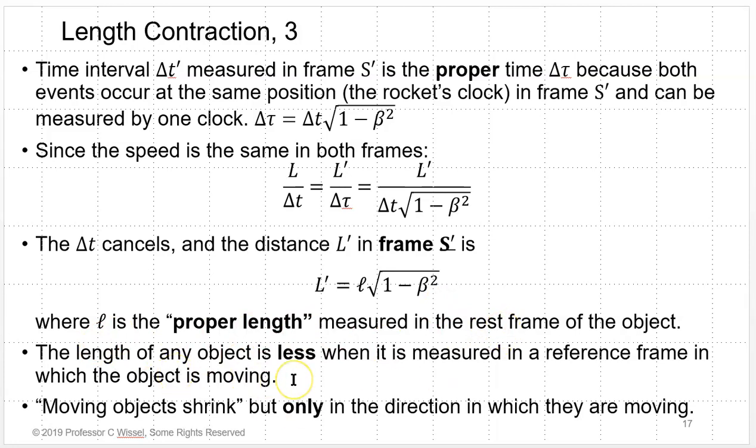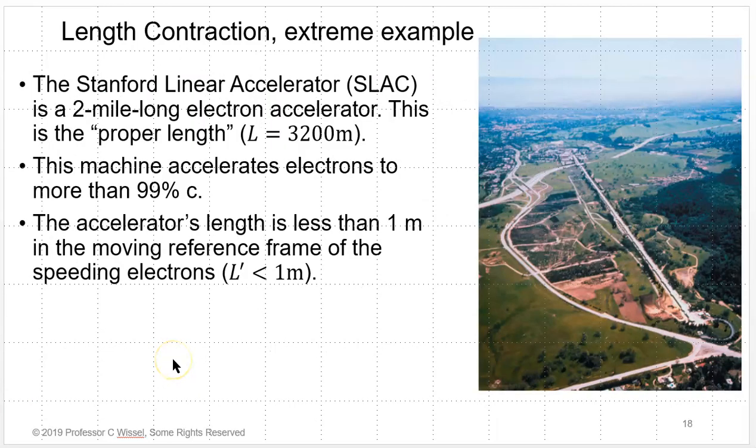The length of any object is less when it's measured in a reference frame in which the object is moving. Moving objects shrink, but only in the direction in which they're moving. Now, here's an extreme example of length contraction. This is the Stanford Linear Accelerator. It is a 2-mile-long electron accelerator. The proper length is L equals 3,200 meters.